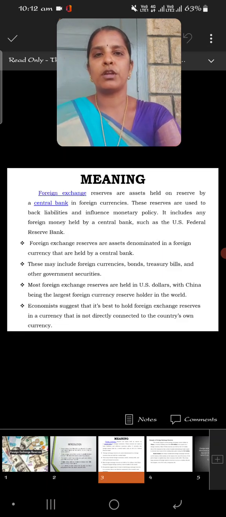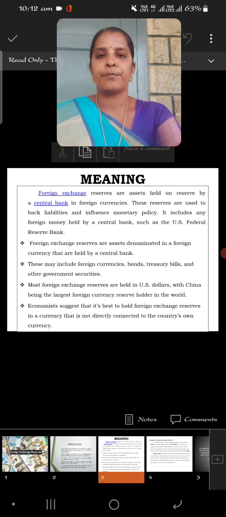What do you mean by foreign exchange reserves? Foreign exchange reserves are assets held by the reserve or central bank in foreign currencies. They are mainly assets denominated in foreign currency, held by the central bank. The complete authority over the foreign exchange reserves lies only with the central bank. These include foreign currencies, bonds, treasury bills and other government securities.